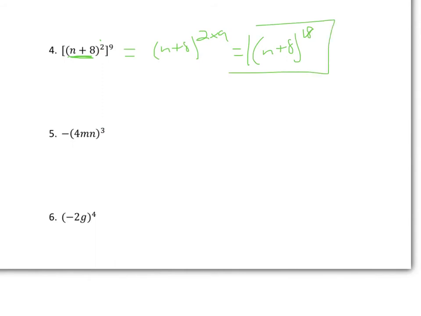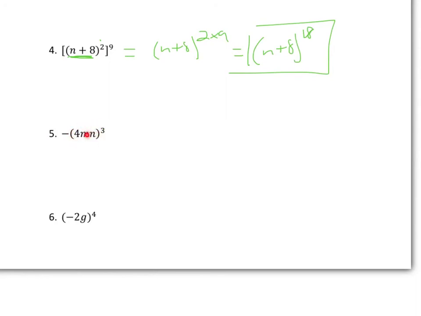All right, last couple examples. Right here we've got negative 4, or negative quantity, 4mn, all cubed. Now it is important to notice that this negative's on the outside of this. Since the negative's on the outside, that means that you do the third power first, and then we'll throw the negative on the end. So this is a power of products. All right, power of products.